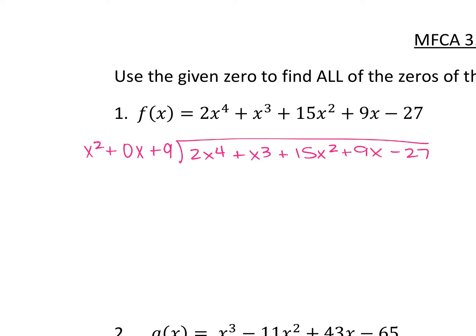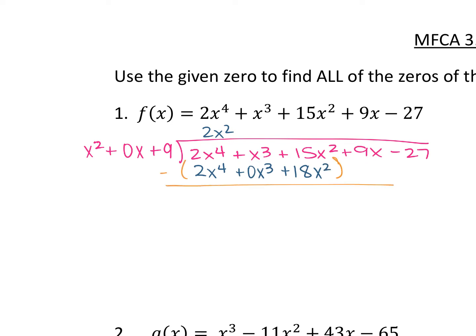Use your long division. The x squared on the outside multiplies by 2x squared to give you the 2x to the 4th power that you have underneath. You're going to multiply that 2x squared by the 0x and the 9 as well. Put it underneath the x cubed and the 15x squared. 2x squared times 0x is 0x cubed. 2x squared times 9 is 18x squared.